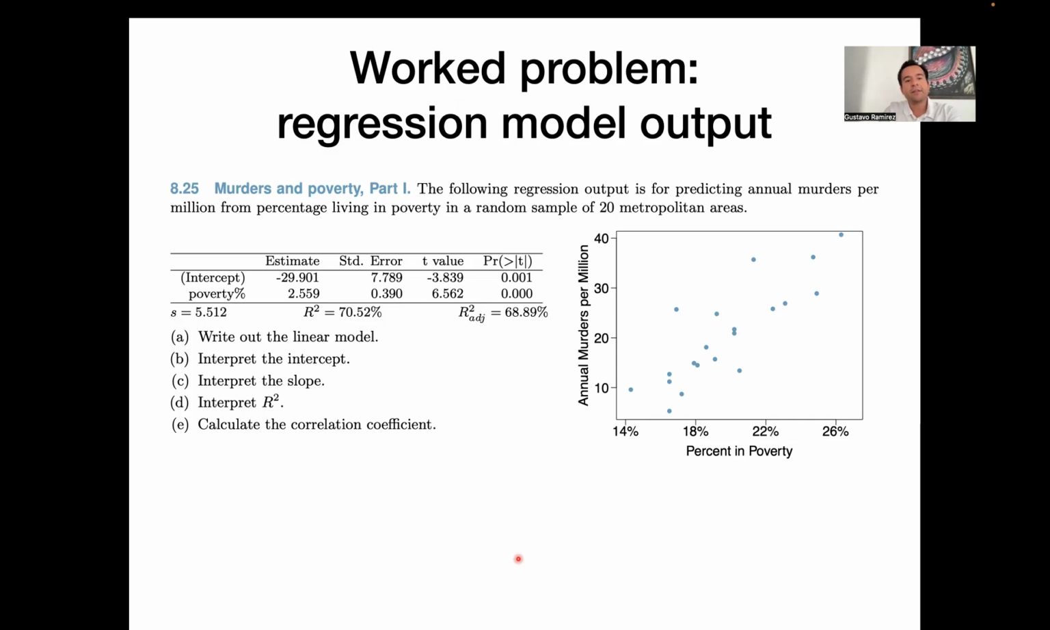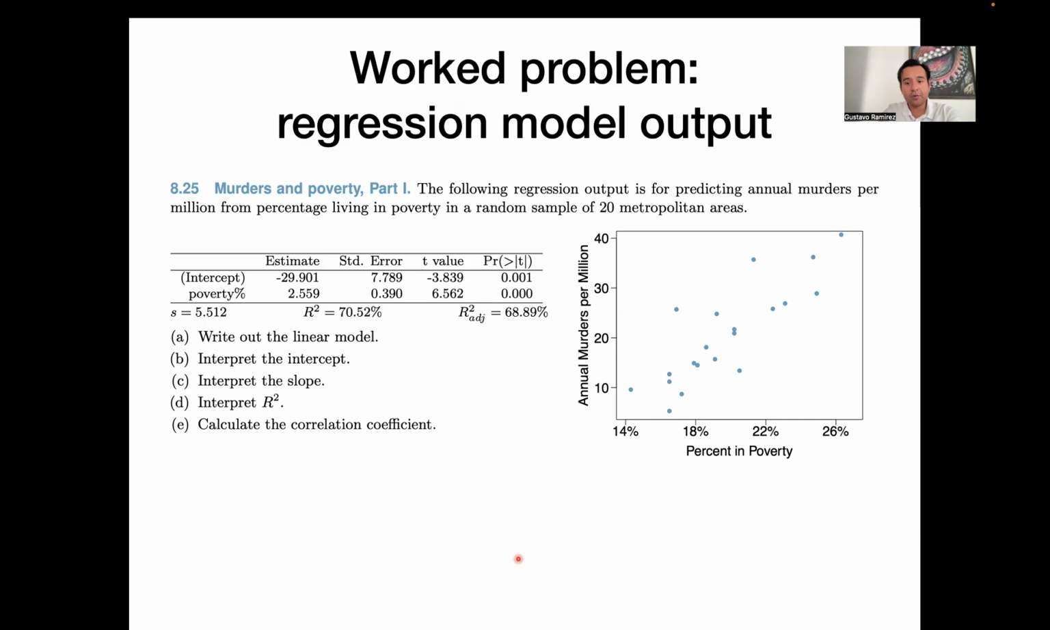The second row is percent poverty, and percent poverty will be our slope. Yeah, so that is correct also.